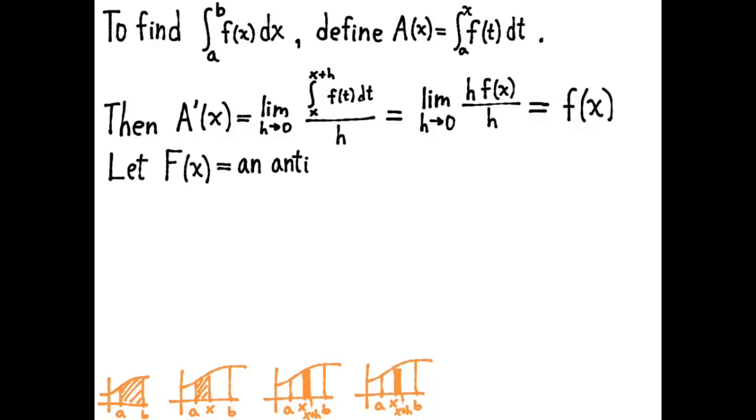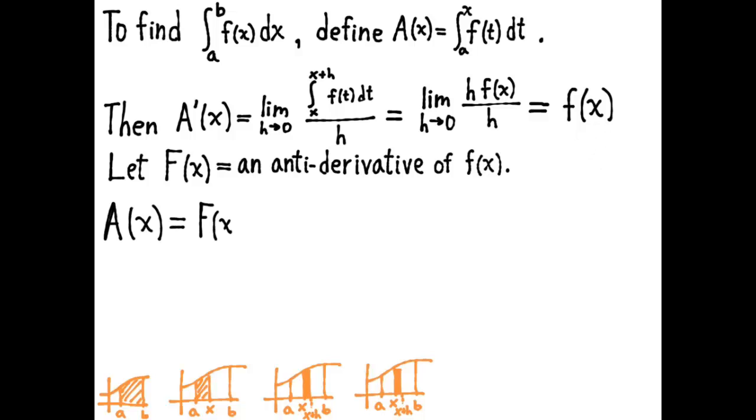So let's define capital F of x as being some antiderivative of little f of x. Then if A prime of x is equal to f of x, we could say that A of x is equal to capital F of x plus some arbitrary constant. And we need an initial condition to evaluate that arbitrary constant, so we use the fact that capital A of little a is equal to 0.